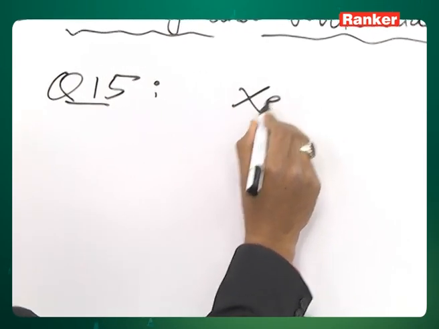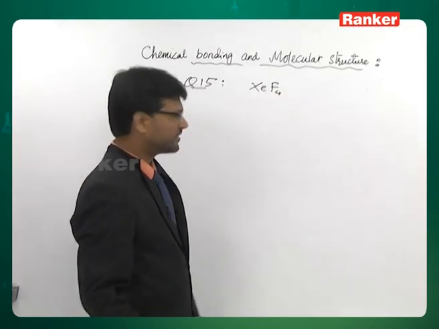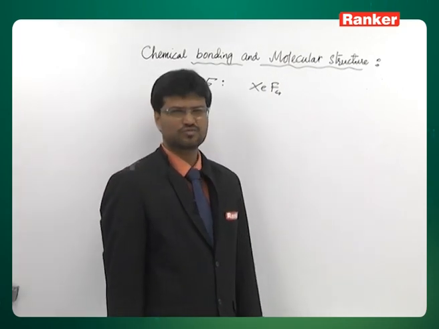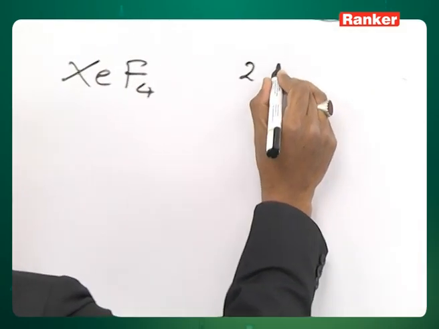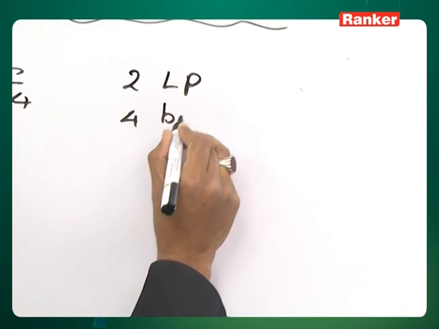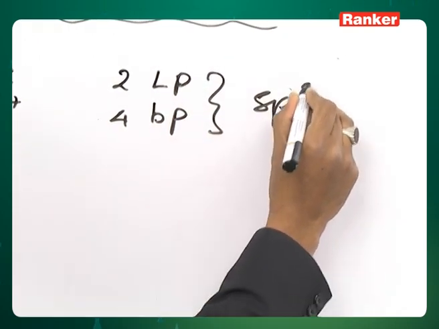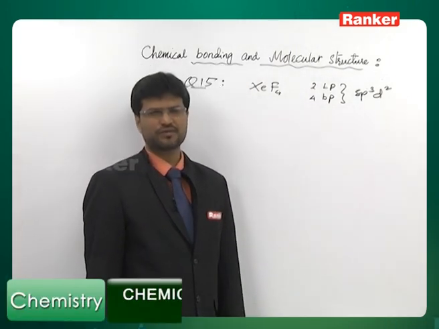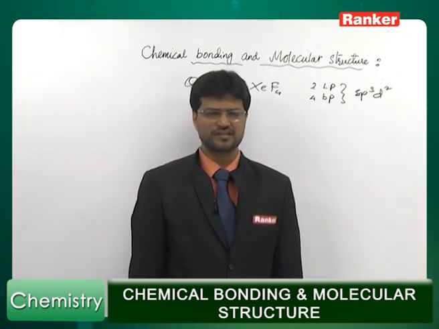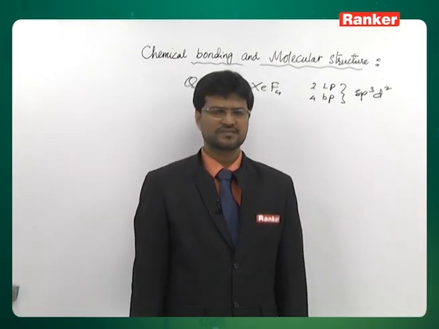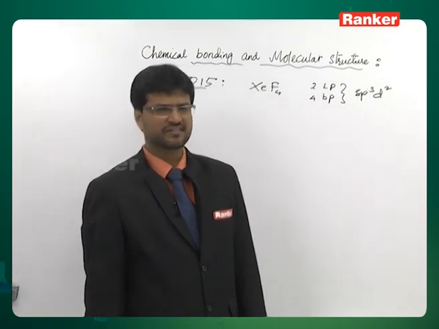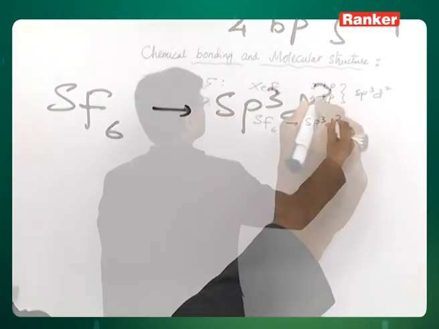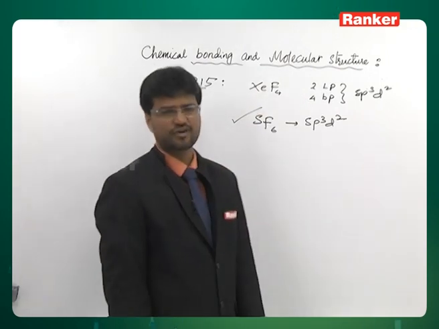First of all, let us try to find out what do you have in xenon tetrafluoride. Xenon is surrounded by 4 bond pairs, so obviously there are 4 non-bonded electrons as 2 lone pairs. So, this is 2 lone pairs and 4 bond pairs. So, the hybridization must be sp3d2. Now, we need to fish out the compound of sulfur where sulfur is in sp3d2 hybridization. So, among the options, SF6 has sp3d2 hybridization. So, the correct answer is SF6, third option.